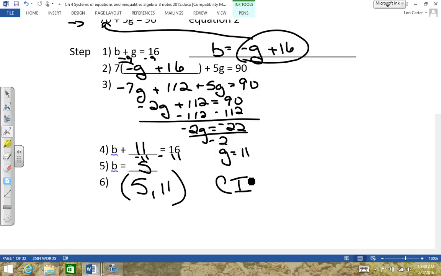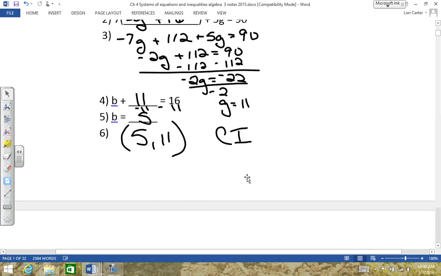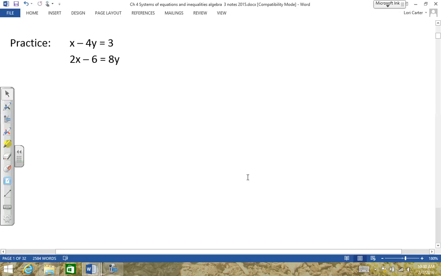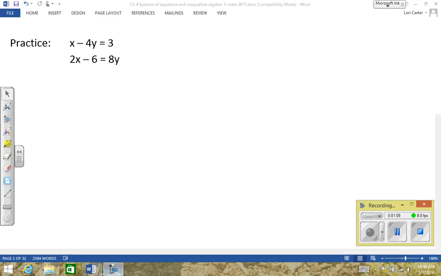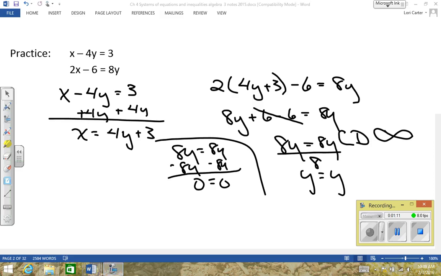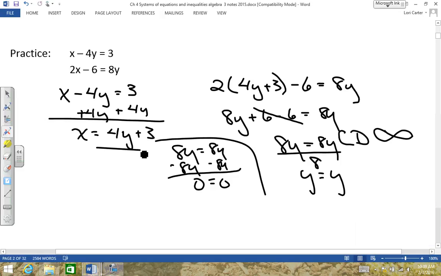Good so far? Okay, your turn. Here we go. All right, solve for x on the first one. Plug it into the second. Cancels out. 8y equals 8y. Always true, consistent, infinite solutions.